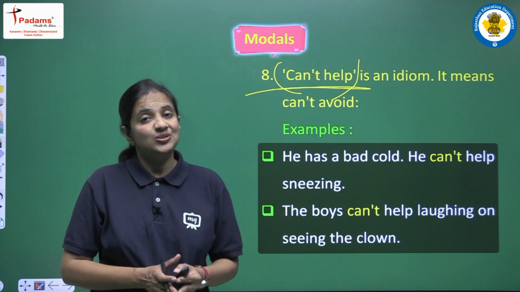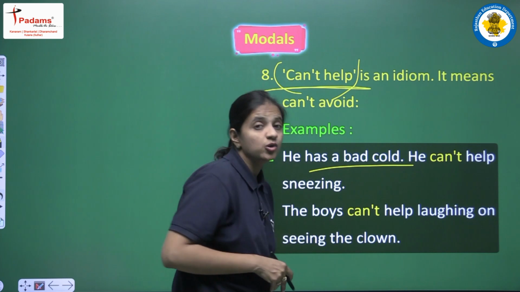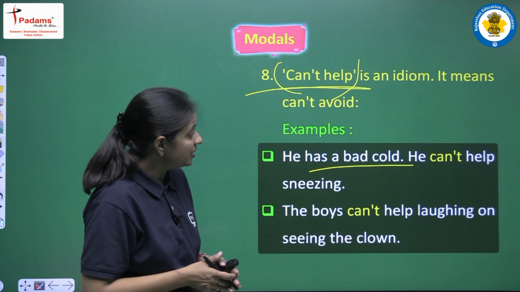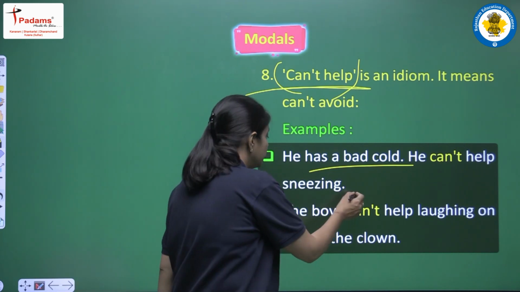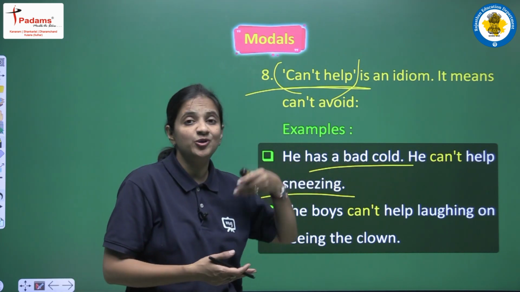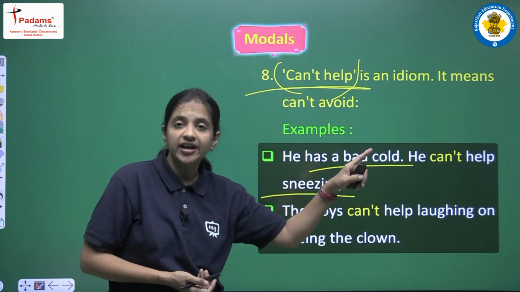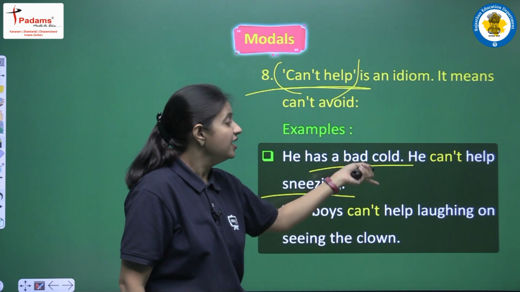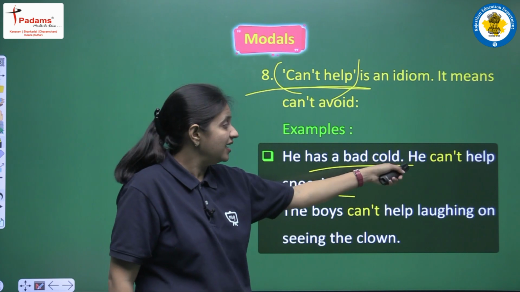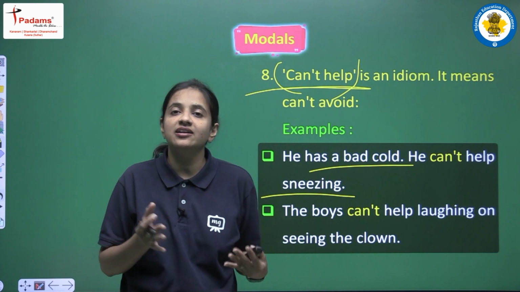help sneezing. So here we are talking about one person, and that person has a very bad cold. So if someone has a very bad cold, then definitely that person cannot help sneezing, because that thing is not in his control, right? So it means he is not in a position to avoid this thing. Okay, so can't help means can't avoid. This is the reason we write that he can't help sneezing. So can't help means can't avoid.